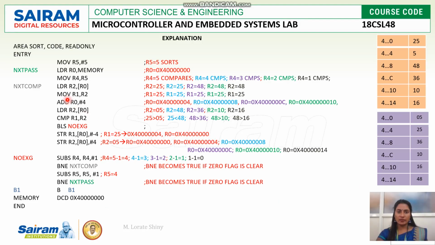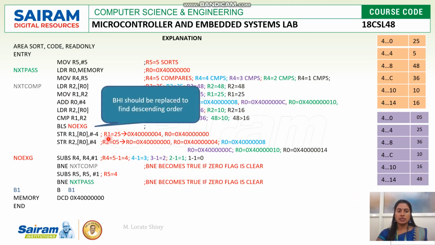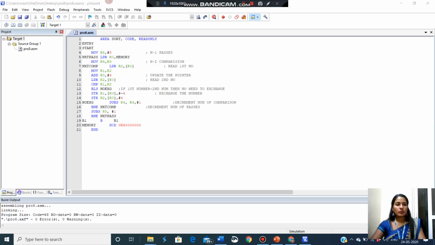Another thing: this program we have seen sorts the array in ascending order. To sort the same array in descending order, which instruction do we have to change? Only one instruction has to change in this program. Instead of branch less than, we have to make it branch higher than. Only this instruction has to change to get the descending order. Now we'll see the execution.